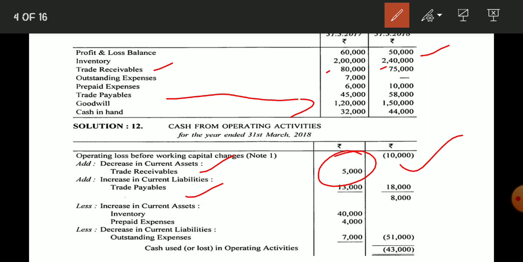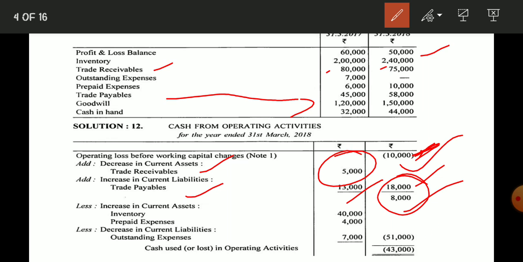And after that the total will be 18,000. And the total will be 8,000 because 18,000 is positive and the profit is negative. Now less increase in current asset, that is inventory 40,000 and prepaid expenses 4,000. Less decrease in current liability 7,000, and that is outstanding expenses.